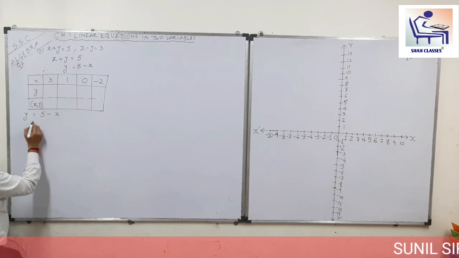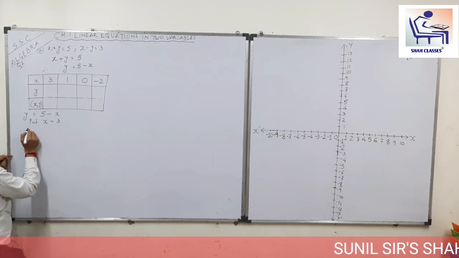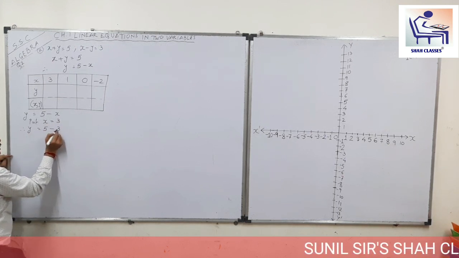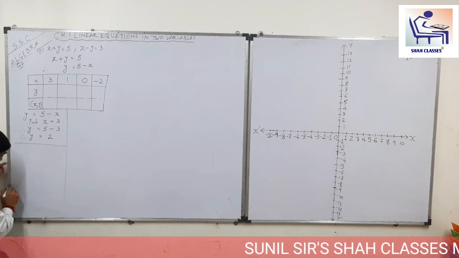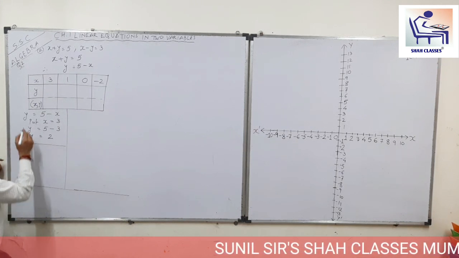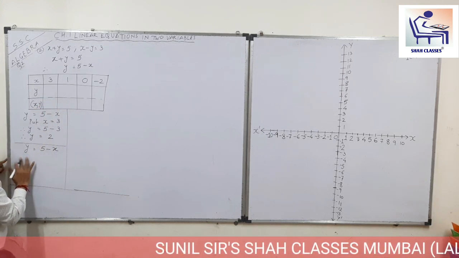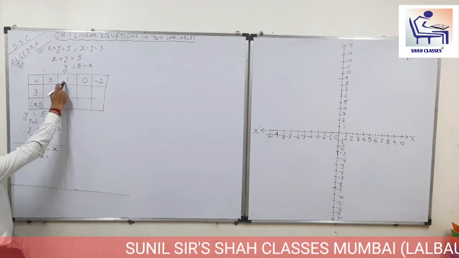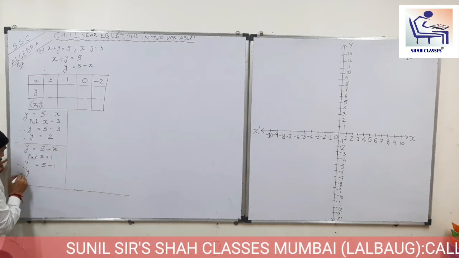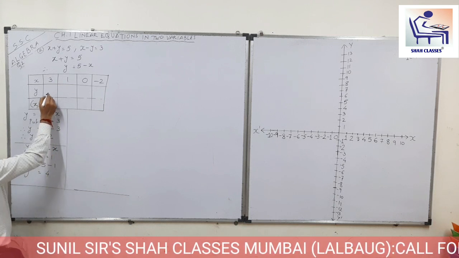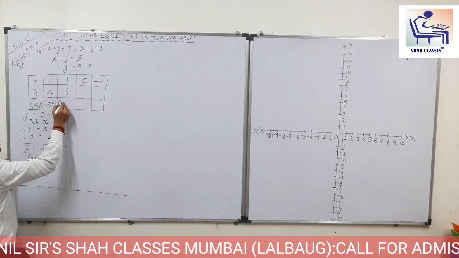Minus x. Put x is equal to 3. So y is equal to 5 minus 3. Therefore y is equal to 2. For the second value, put x is equal to 1. Therefore y is equal to 5 minus 1. So y is equal to 4. Now both these values I am writing here. So we got the first coordinates 3, 2 and 1, 4.